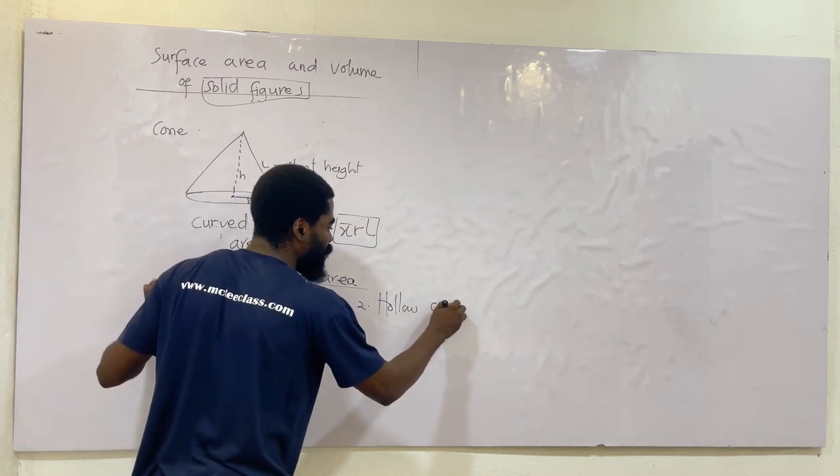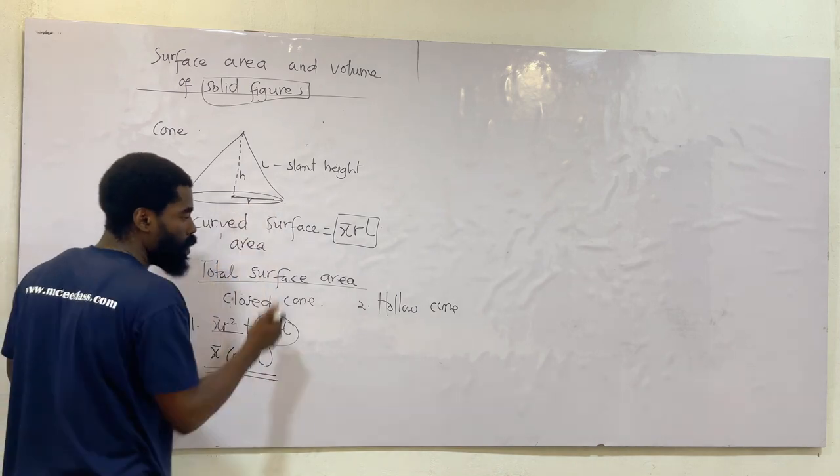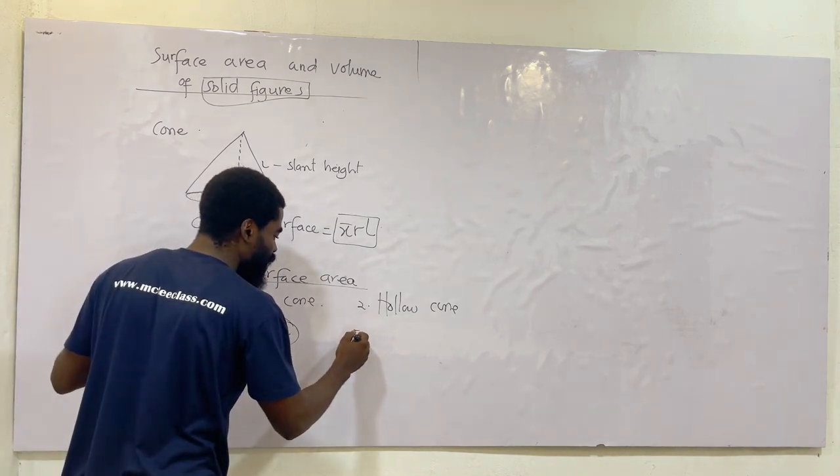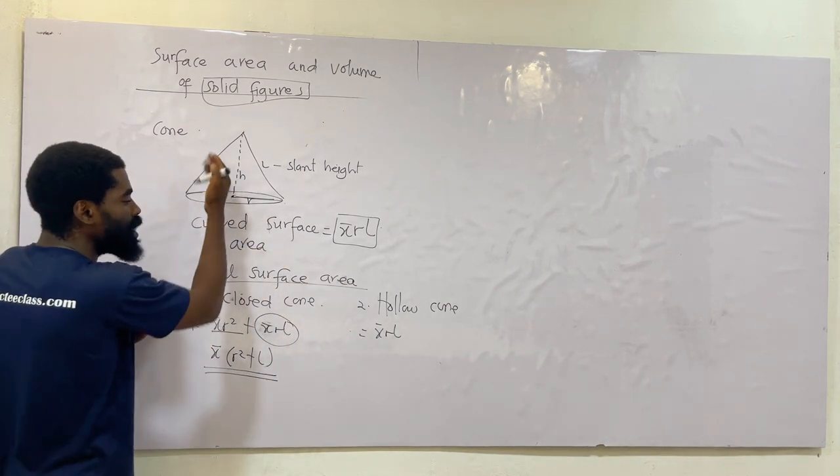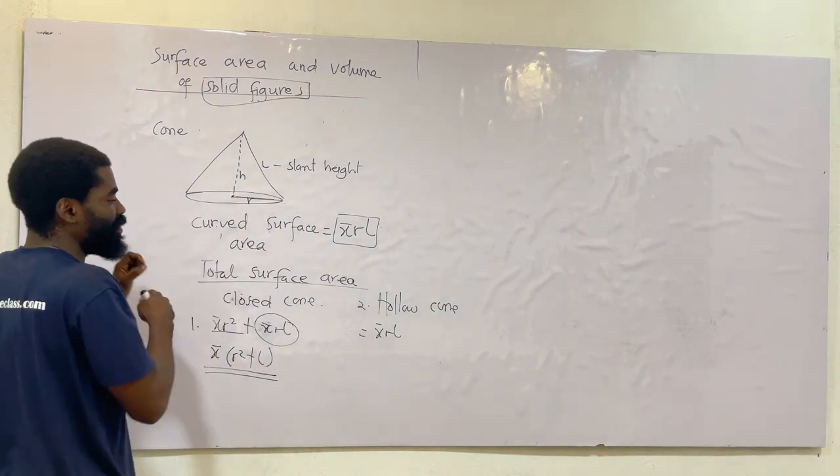Hollow cone. Hollow cone means that this end is open, so it's hollow. Therefore, that will just be the curved surface area. So this equals still pi rL, because there's no base. So keep that in mind. It's not the total surface area.